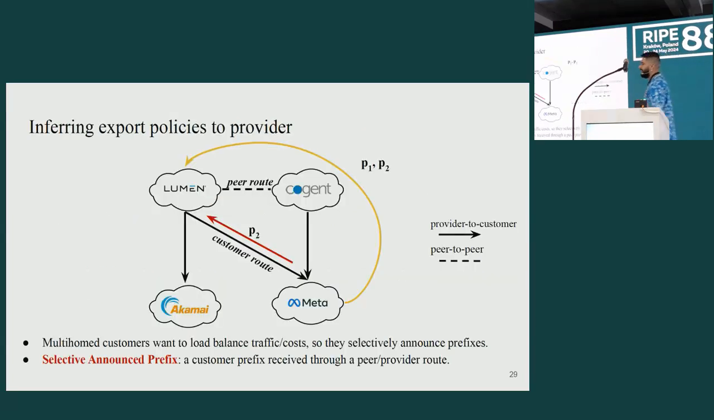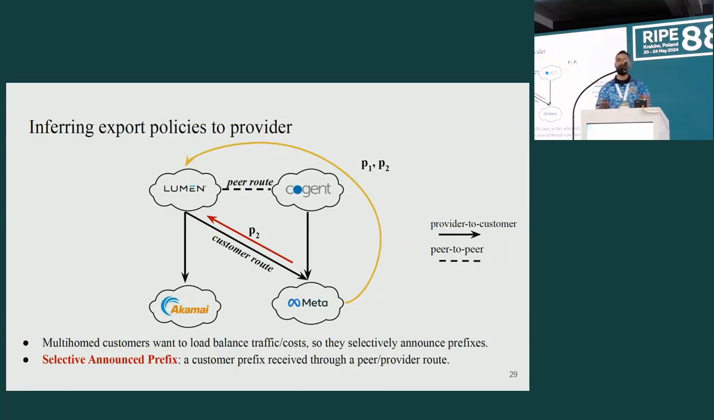Now, I'll give you a slight example of what a selective announcement can look like. In this example, Meta is multi-homed to both Lumen and Cogent. And Meta has two prefixes, P1 and P2. Now, Meta announces to both neighbors prefix P2. So both Lumen and Cogent can access this customer prefix through a customer route because it generates revenue for their company. However, Meta, for some reason, wants to only receive traffic for prefix P1 through the ingress link with Cogent. So they only propagate that announcement to Cogent, and then Cogent propagates it to their peer Lumen.